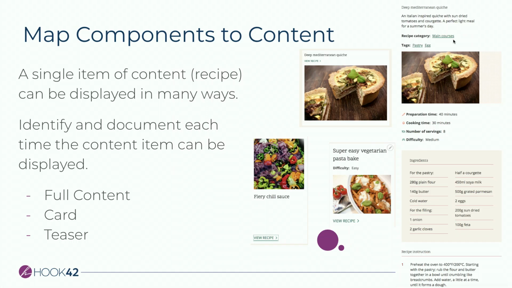And then you map components to content itself. So here, a single item of content, like a recipe, can be displayed in multiple ways, and you want to identify and document each time the content item can be displayed. So, for example, you have the full content of the recipe itself, but then you have maybe a tiny sidebar layout of it, or a larger home page type of leading card. So it's interesting. You take the time to do it and write it down with words.